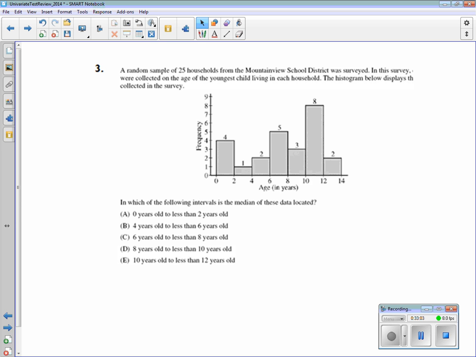So here's what we have to do. We have to add the heights of all the bars, don't we? Do it. You have a calculator. Add the heights of your bars. 25. So the 13th data value is in which bar? 4, 5, 6, 7, 12. It's right here. Would you agree? That's where the middle is? Double check me. So it's going to be between 8 to 10 years old. You're adding these together. The 13th goes here. So this is where the 13th value is.